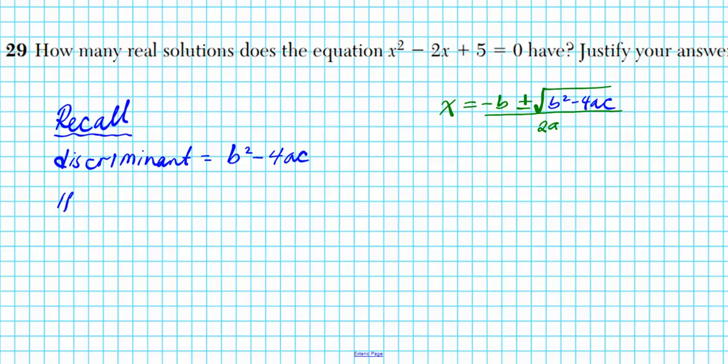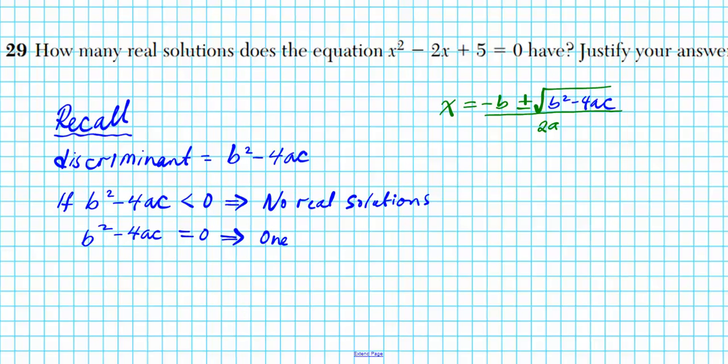If b squared minus 4ac is less than 0, if it's negative, it means that you have no real roots, no real solutions. When b squared minus 4ac is equal to 0, you have one solution. That's known as a double root. When b squared minus 4ac is greater than 0, if it's positive, then you have two unique solutions.